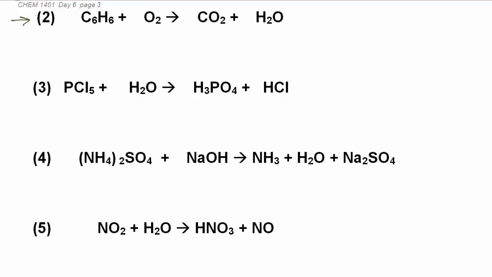Okay, so let's do the carbons first. Why not? 6 carbons, 6 carbons. So I'll do this one last. So that means you have to do hydrogen next. So I'd have 6 hydrogens. I need to have a 3 there. Okay, now on this side, 6 times 2 is 12 plus 3. I have 15 oxygens. On this side, I need 15 oxygens.